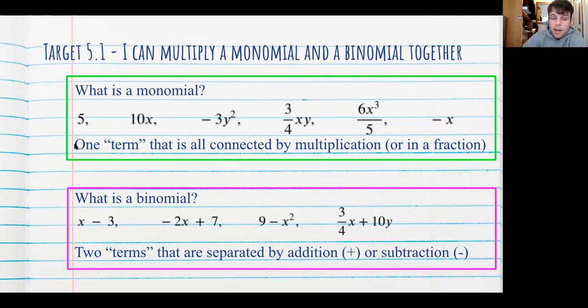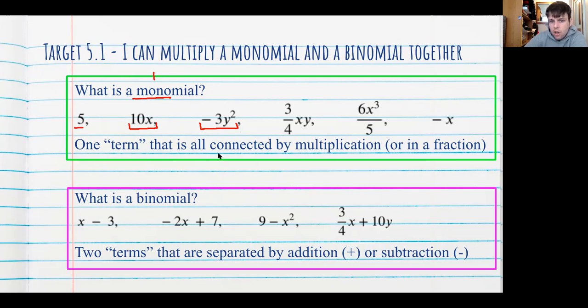So here in this green box, we're going to talk about what is a monomial. These are a bunch of examples of monomials. You might recognize the word mono in there. That prefix usually means one or singular. And the rest of it, nomial, means a term, so one term. You can notice how all of these things are kind of one chunk. Regardless of how many things there are, they're all put together and connected.